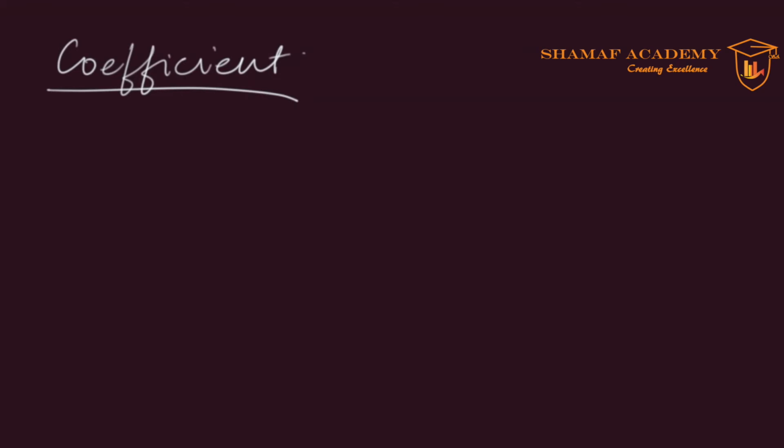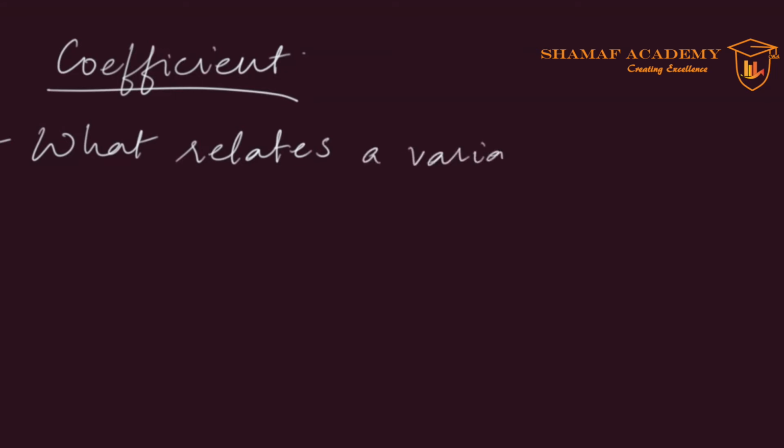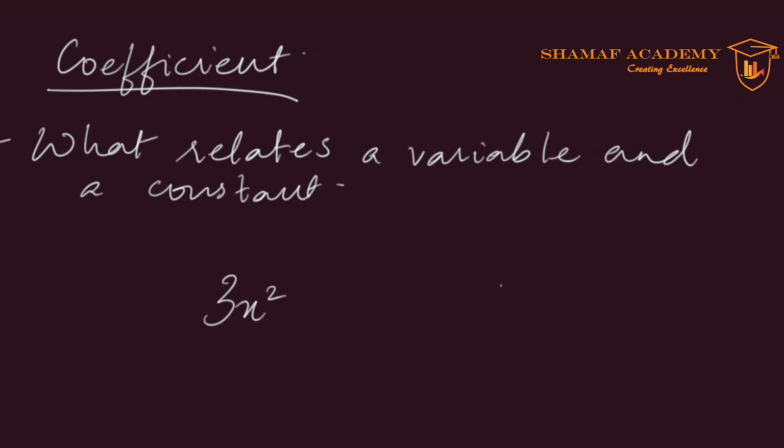Okay, so the next thing we are going to study is called coefficient. So coefficient is basically what relates a variable and a constant together. Like if we have an expression like 3x the whole square, or we have 5x, or we have 2y. So what are we going to say?